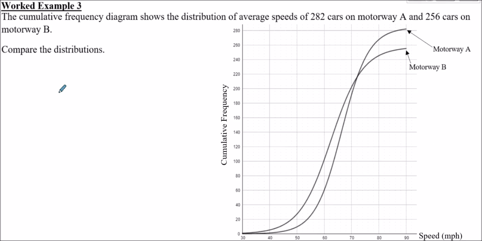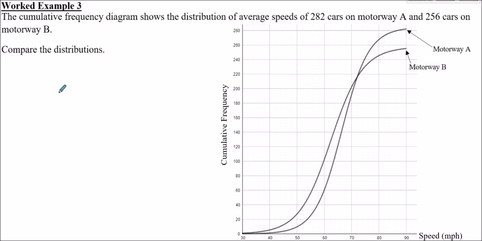Finally, worked example 3, comparing cumulative frequency distributions. So we've got a cumulative frequency diagram showing the distribution of the average speeds of 282 cars on motorway A and 256 cars on motorway B. We're asked to compare these distributions. So this is a bit more work, but it's not too tasking if you just take some care.